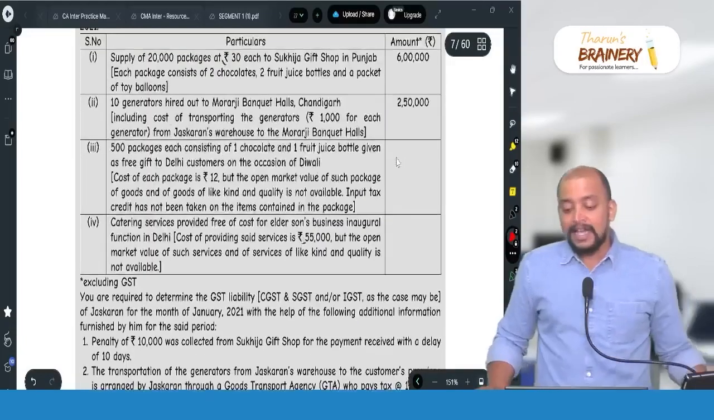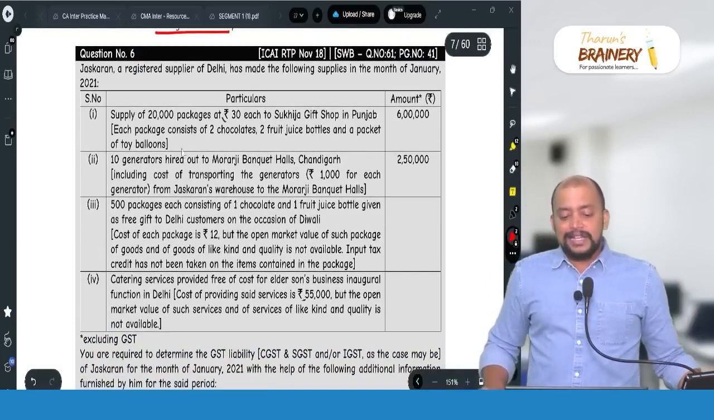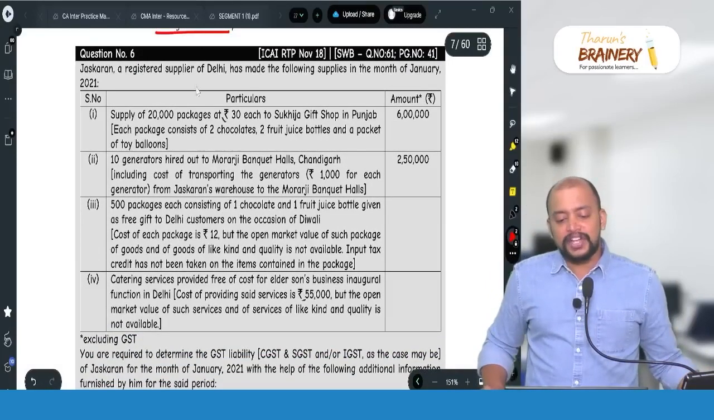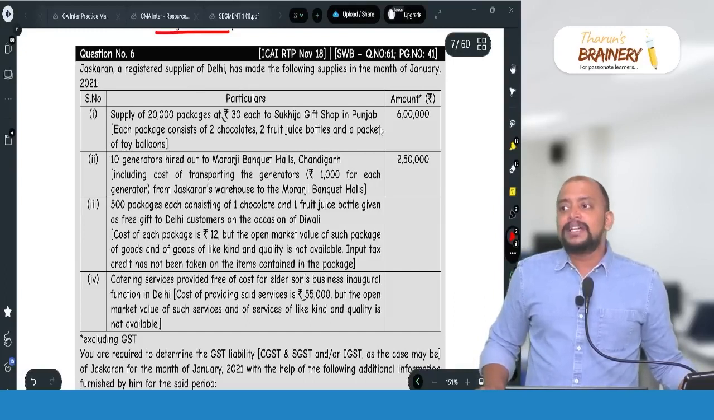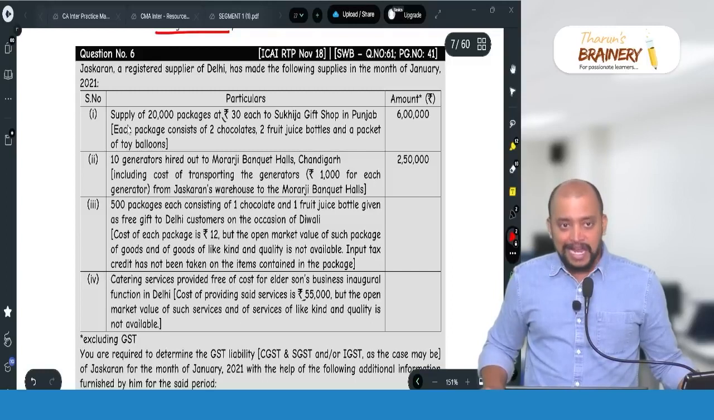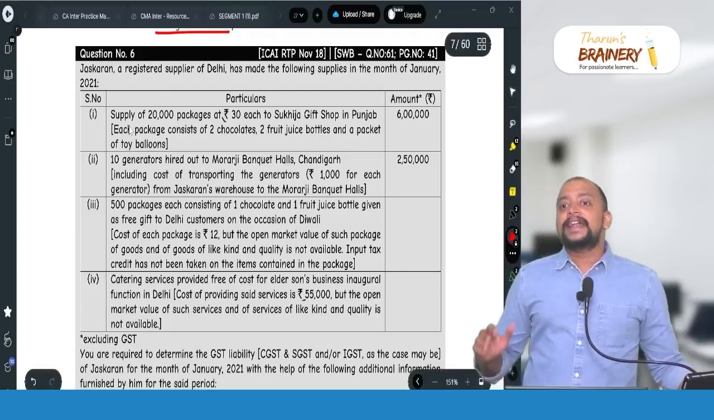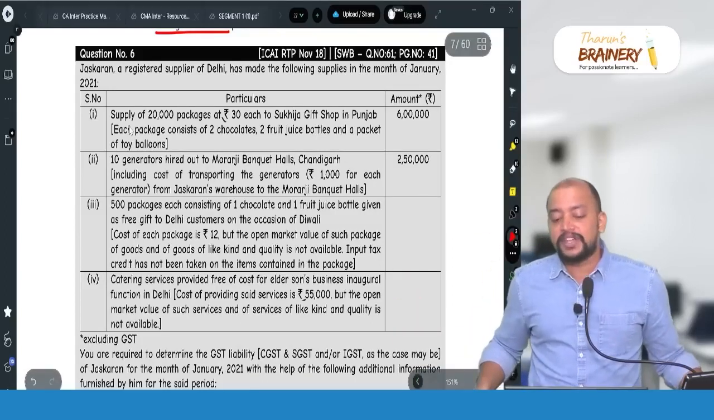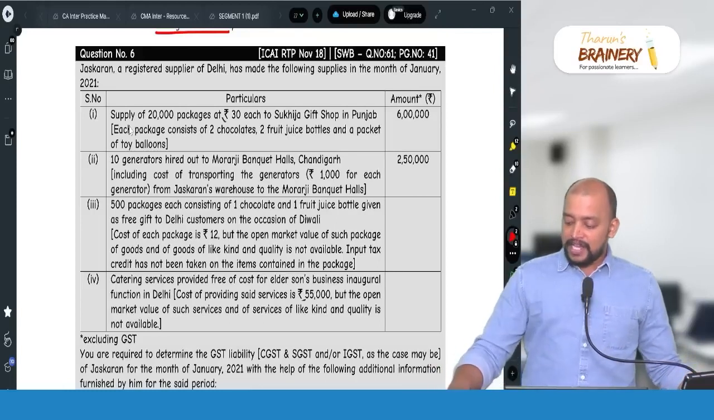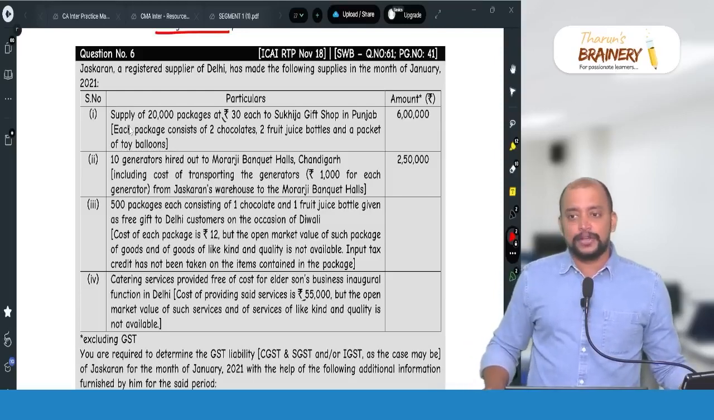Chocolate should be taken. However, this is supply of goods. Location of supplier is Delhi and place of supply is in Punjab. It is chargeable to IGST because as per section 10(1)(a) of IGST Act, the ending point of goods will be taken as the place of supply, that is Punjab. And therefore, 6 lakhs into 18% will be taken as 1,08,000.